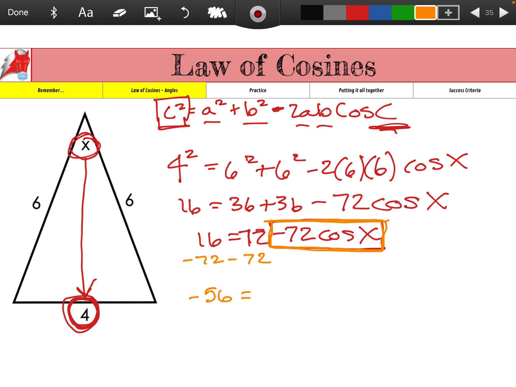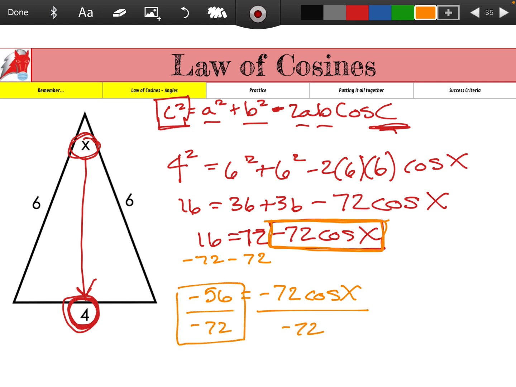Now I'm left with negative 56 equals negative 72 cosine x. Now I can get rid of it. This is good. Since we have cosine x, we should get a fraction. Negative and negative turns positive, so now I'm sitting with cosine x equals 56 over 72. Hey, not bad. Again, whenever I have trig involved, what's the one thing I need to do to find the angle? Answer.